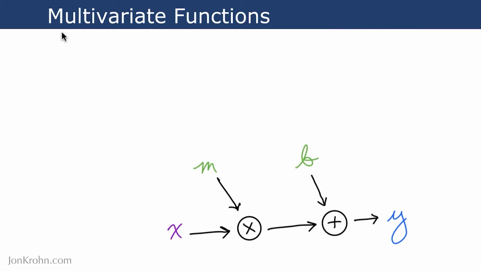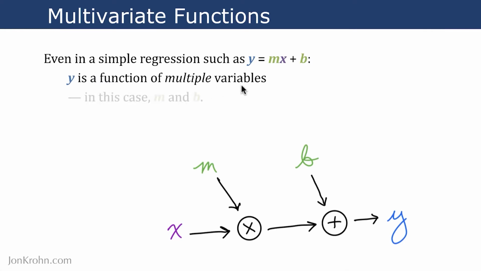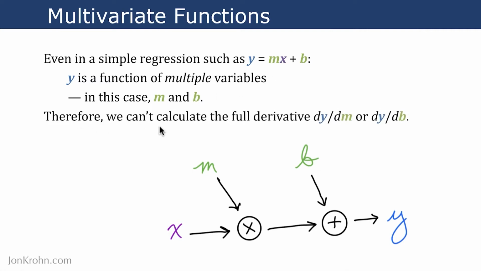In order to understand the need for partial derivatives, we need to first talk a little bit about multivariate functions. So multivariate functions are very common in machine learning. Even in a simple regression, such as y equals mx plus b, y is a function of multiple variables, in this case m and b. Therefore, we can't calculate the full derivative dy dm or dy db because en route to determining how y is influenced, there's not just one variable.